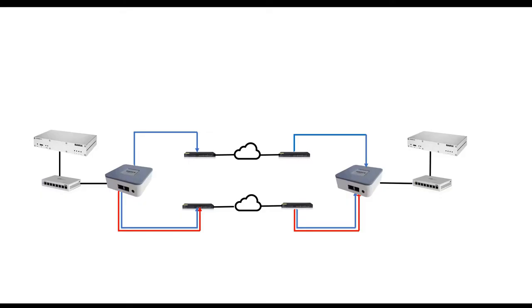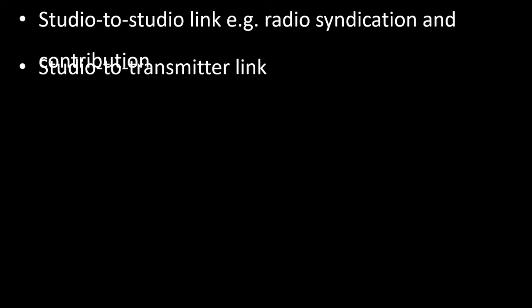Redundix by Barix is a solution to improve the quality of a received RTP stream in the following areas of application: studio to transmitter link, studio to studio link, like in radio syndication and contribution, and any kind of point-to-point RTP streaming.